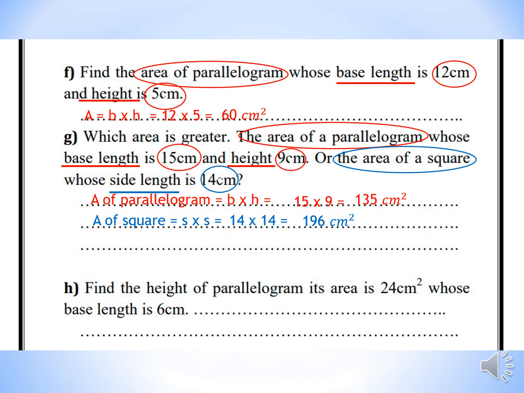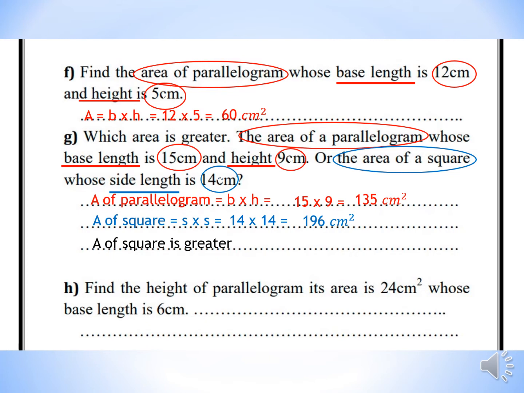So now, which is greater? The area of the square or the area of the parallelogram? The area of the parallelogram is 135 centimeters squared, and the area of the square is 196 centimeters squared. The area of the square is greater.